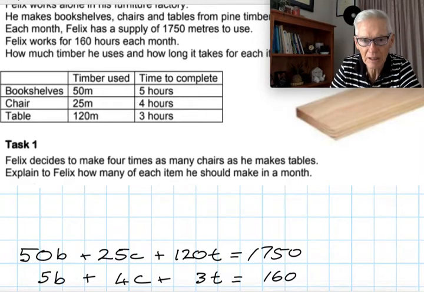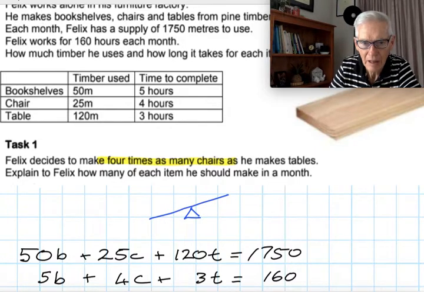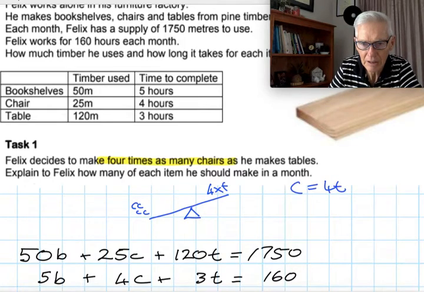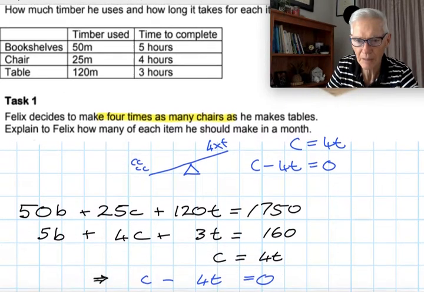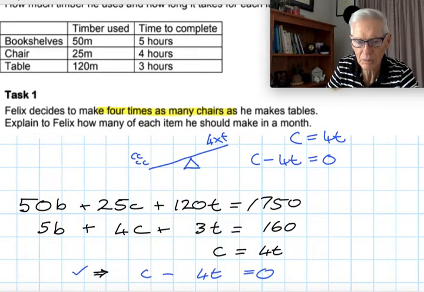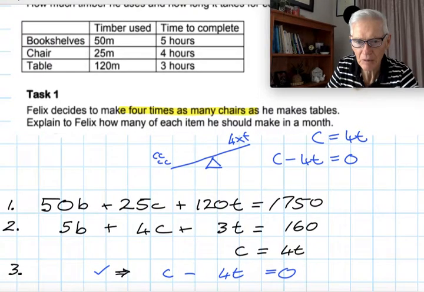For the balance equation here, 4 times as many chairs as he makes tables, this is my favorite method. Do a seesaw, and after you've done your seesaw, does he make more chairs or tables? We're not talking about the weight of the tables, but it's a number. Because he makes lots of chairs, they would balance out the number of tables. So we've got to multiply the tables by 4. So you get chairs equals 4t. Then bring the t to the other side. Chairs minus 4t equals 0. And so you have it in bookshelves, chairs, tables, that order. So that's why I've got this equation down here. That's number 3.